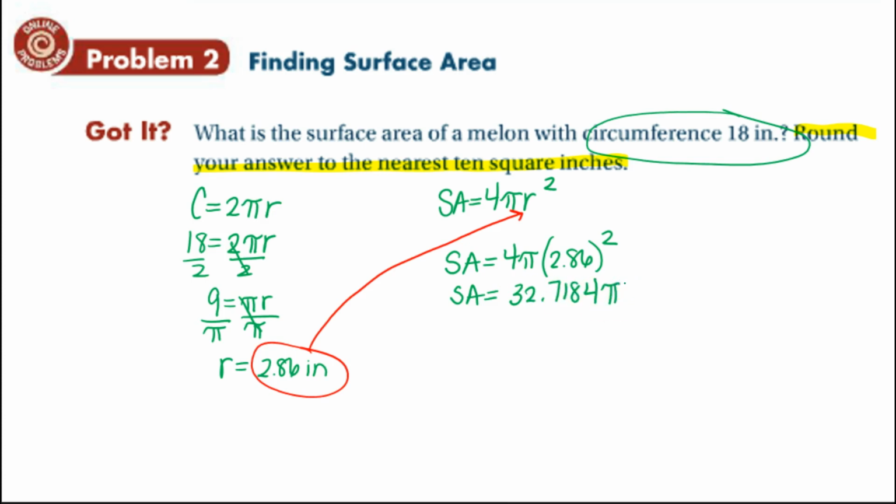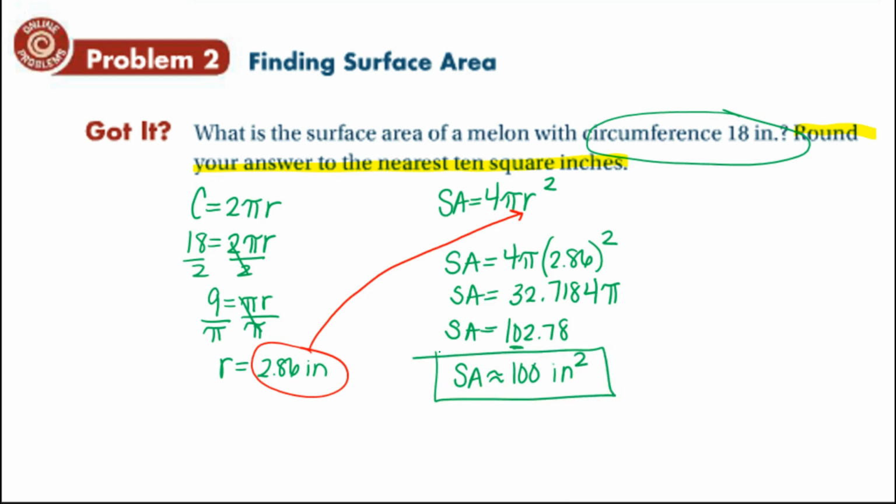pi, multiply that times pi, and I get 102.78. But they said to the nearest 10 square inches. 10 is where the 0 at. That's in the tens place. So my surface area is going to be approximately 100 square inches. Because once I round, the other numbers go to 0.